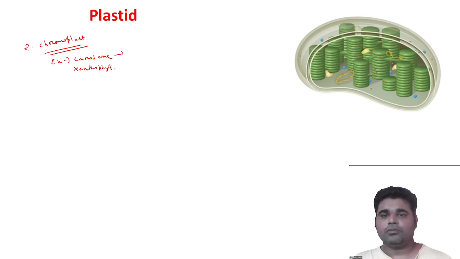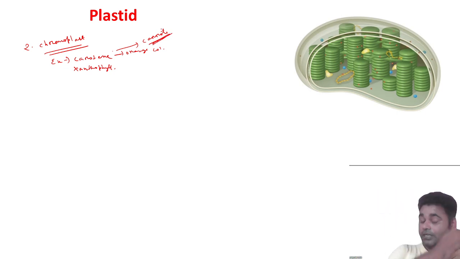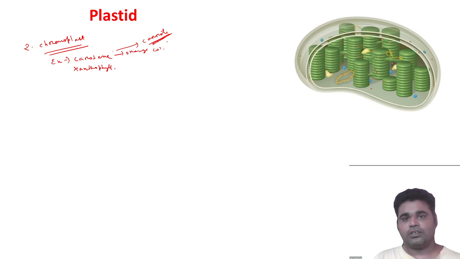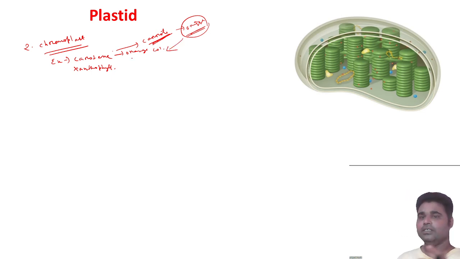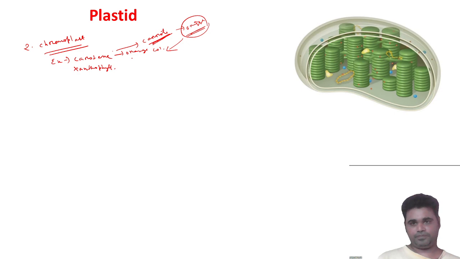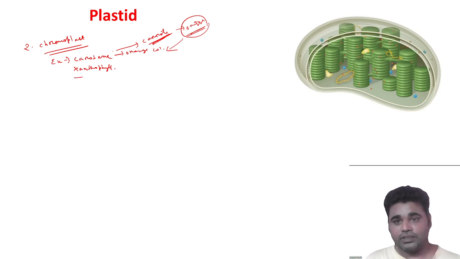The carotene provides the orange color, and the carotene is present in the carrot. So that's why the name is carotene, and it comes from the carrot. Actually, the color of the carrot is also orange, and this orange color of the carrot is due to the carotene, because the carotene is the chromoplast which provides the color. Like that, the xanthophyll is the yellow color.